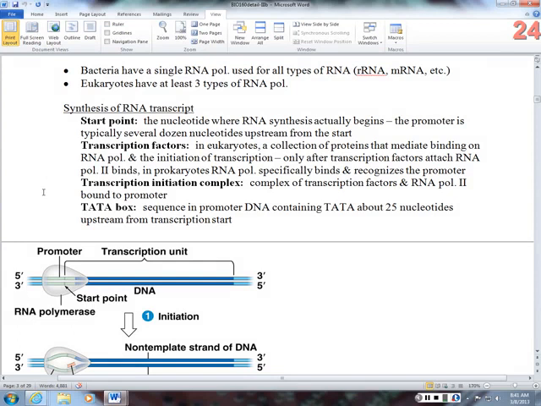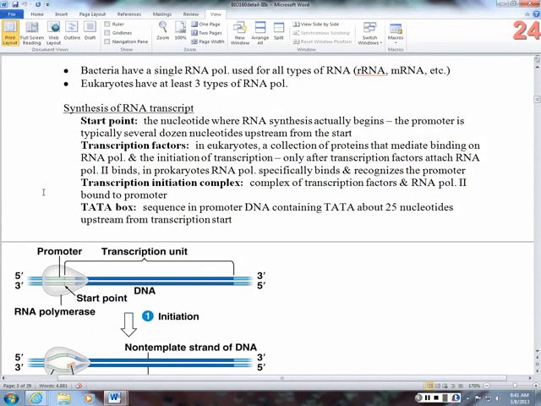So we have lots of transcription factors. These are going to be largely in the eukaryotes. They are proteins that help to mediate the binding of the RNA polymerase for the initiation of transcription. The transcription factors are what we're going to use to help regulate this process.